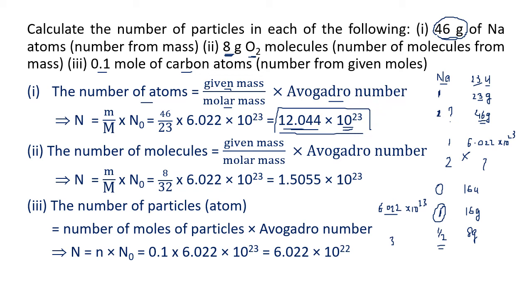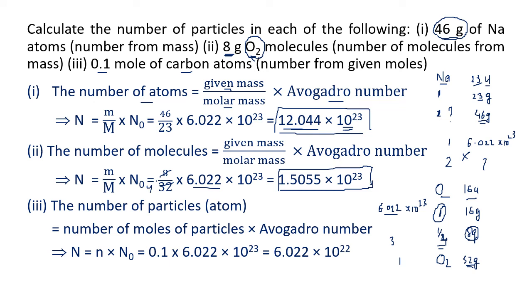Oh, it is shown as O2 molecules. Sorry, my mistake. It is shown as O2 molecules. This is the atom, oxygen. O2 will have 32 grams. So 32 grams will give us 1 mole of O2. So 8 grams will give us 1/4. So what you have to do? 8 upon 32 into this. So that is 1 upon 4, and dividing we get this many particles in 8 grams of O2.